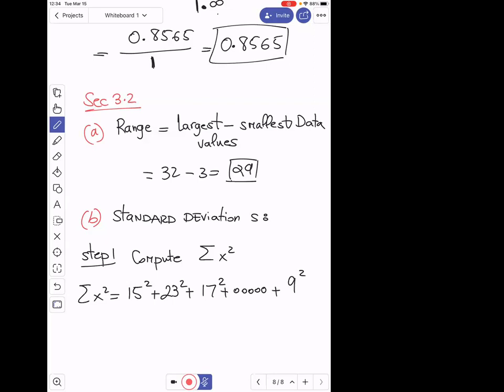And be careful, guys. The square means it's 15 multiplied by itself. It's not 15 by 2, it's 15 by 15. This is like 15 by 15, 23 times 23, etc. So for example, 15 times 15, that's 225, plus, etc.